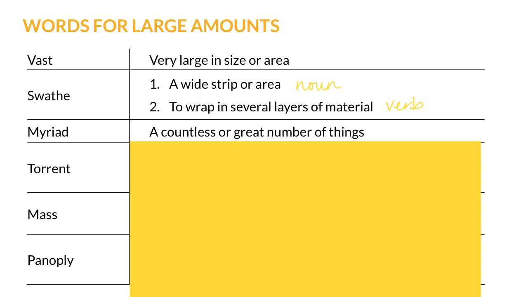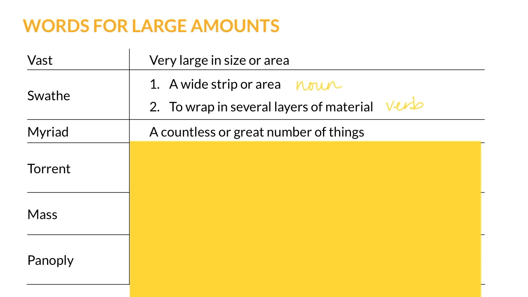For example, Ofcom, which is who you complain to if you don't agree with what's on the TV, received a torrent of complaints about the TV presenter's outfit. So a torrent of complaints. You can imagine those complaints flooding in like water. You can also say she received a torrent of abuse.